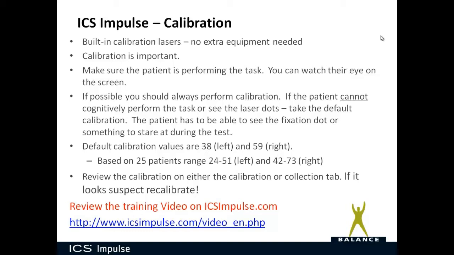If a patient cannot cognitively perform the task or see the laser dots, then you can take the default calibration. But the default calibration should only be used if the patient cannot be calibrated. The default calibration values are 38 for the left and 59 for the right. This was based on 25 patients, and there are the ranges for you. And then you also want to review your calibration, and you can do this either on the calibration tab or on the collection tab. But if the calibration looks suspect, then always go back to that calibration tab and recalibrate the patient. Again, you can refer to the training video to show you more information on calibration.